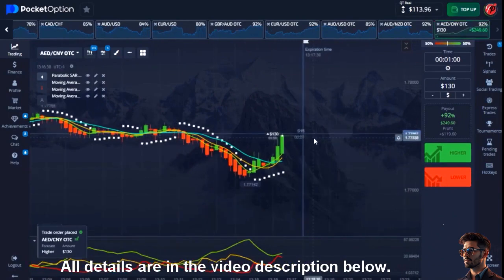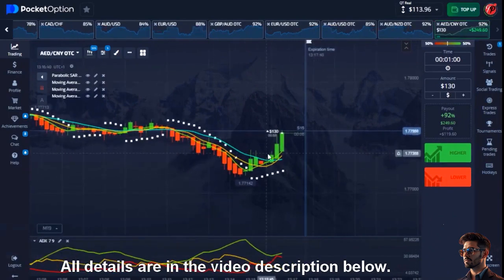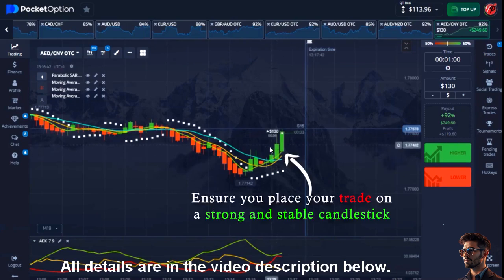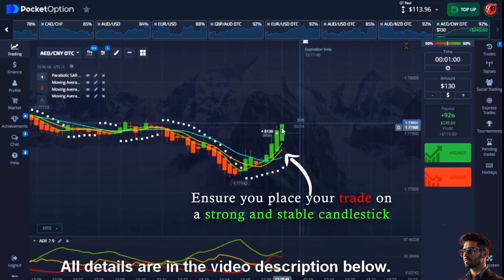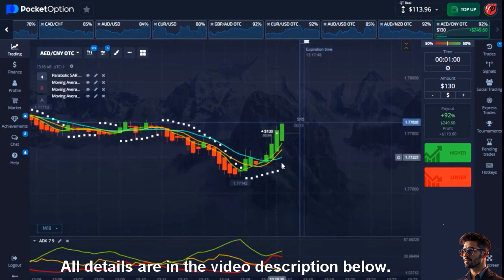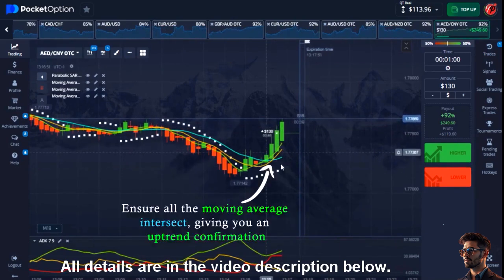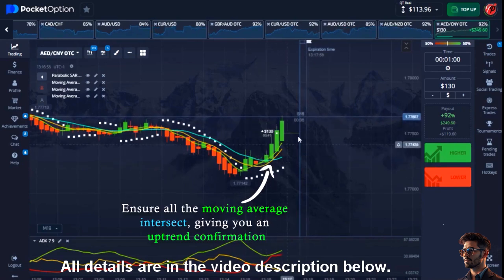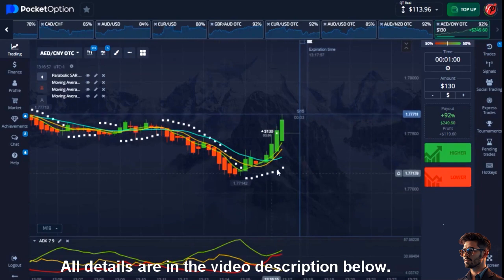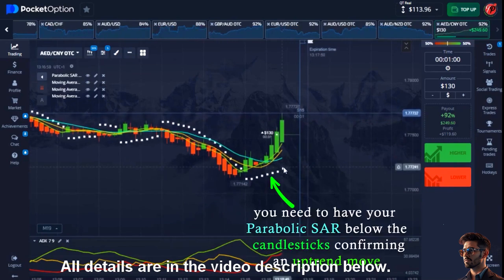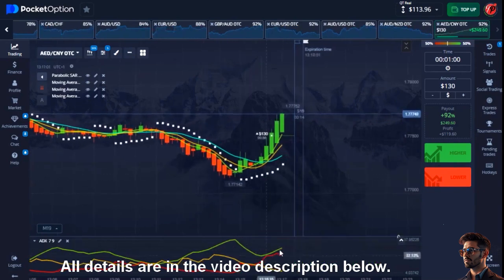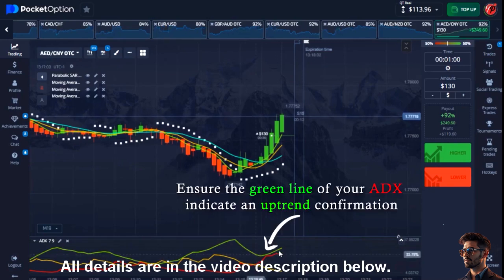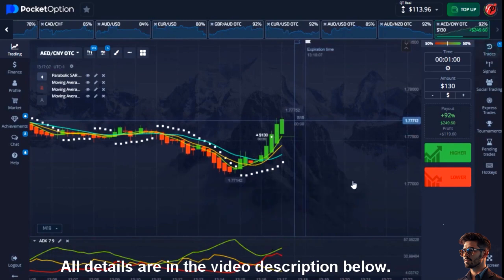As you can see right here, this is a very perfect reversal. Right in this position, the three candlesticks are very strong, and this is a huge reversal. So that's the reason why I placed the trade. When you check, you see that the intersection of the moving averages happened, and the trend line is indicating an uptrend confirmation. It is also applicable with my parabolic SAR. And when you check my ADX, you can see that the green line is giving me a confirmation of an uptrend. So that's the reason why I placed the trade.